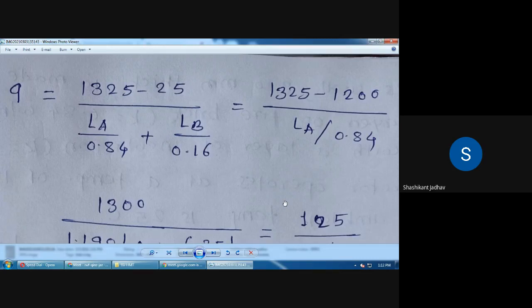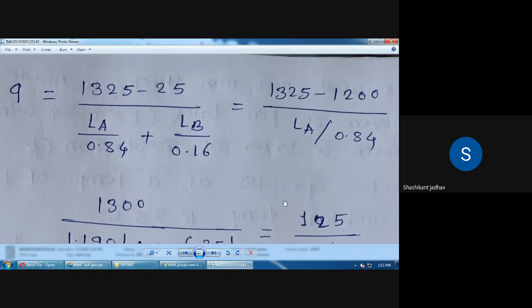T1 minus T3. T1 is given as 1325 degrees Celsius, T3 is given as 25 degrees Celsius, divided by LA upon KA. LA is not given, so LA divided by KA. Thermal conductivity of plate A is given as 0.84, plus LB upon KB. Thermal conductivity of insulation is given as 0.16.